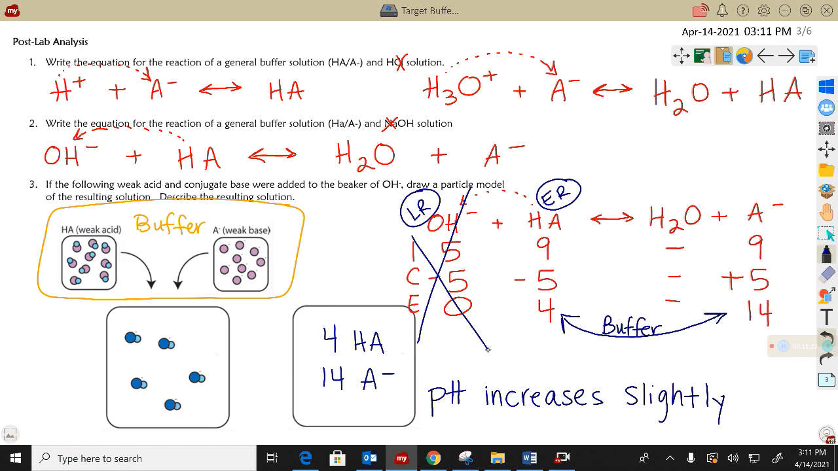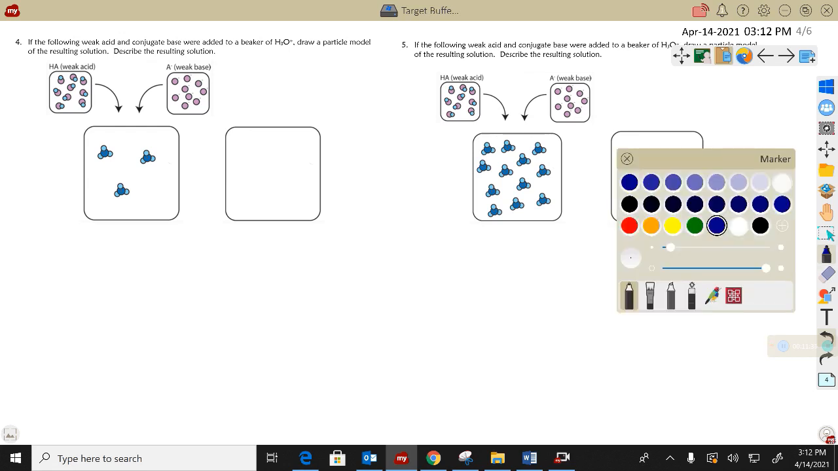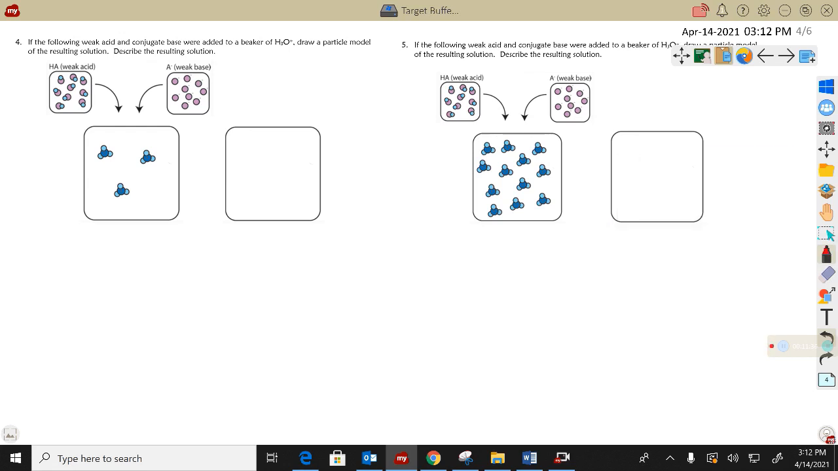Oh, these are fun. Let's do it again. All right, let's try 4. In 4, we're going to do the same thing. We've got our initial buffer, and this time we're adding H3O plus. And we're going to eventually draw a particle model if you want to.